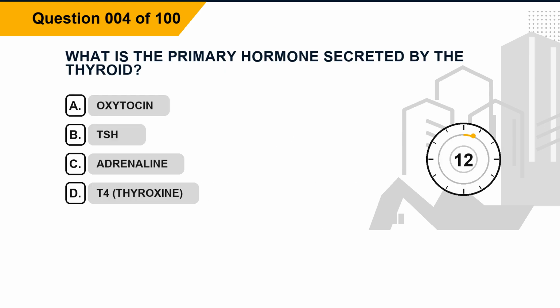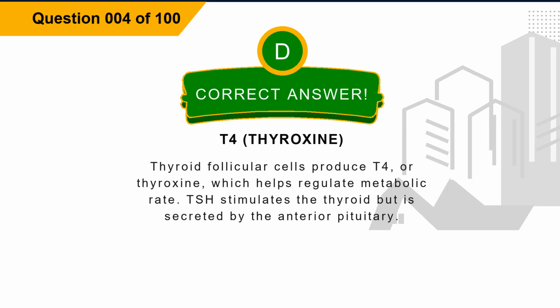Question 4. What is the primary hormone secreted by the thyroid? Option A, oxytocin. Option B, TSH. Option C, adrenaline. Option D, T4, thyroxine. The correct answer is option D, T4, thyroxine. Explanation. Thyroid follicular cells produce T4, or thyroxine, which helps regulate metabolic rate. TSH stimulates the thyroid but is secreted by the anterior pituitary.